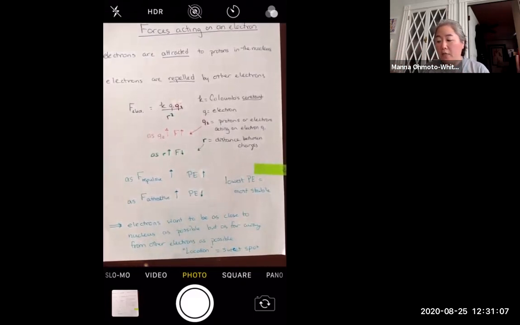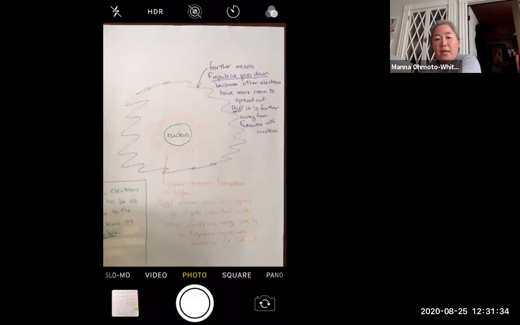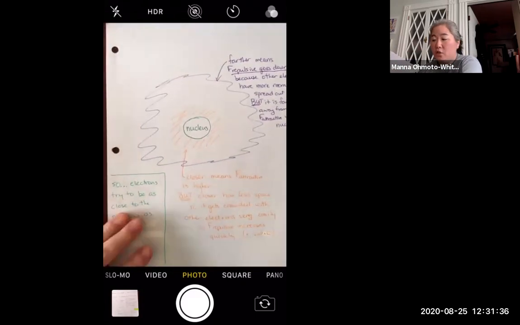So part of what electrons want to do is be as close to the nucleus as possible, in other words, increasing their force attractive as much as possible, and to decrease their force repulsive, so to be as far away from other electrons as possible. And where it ends up, its location, is basically a sweet spot, that balance of maximizing force attractive and minimizing force repulsive. So part of what you have to remember is that we have a three-dimensional structure.